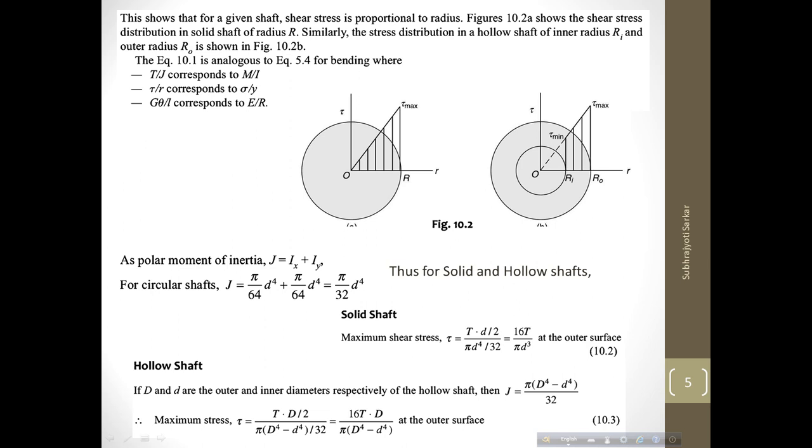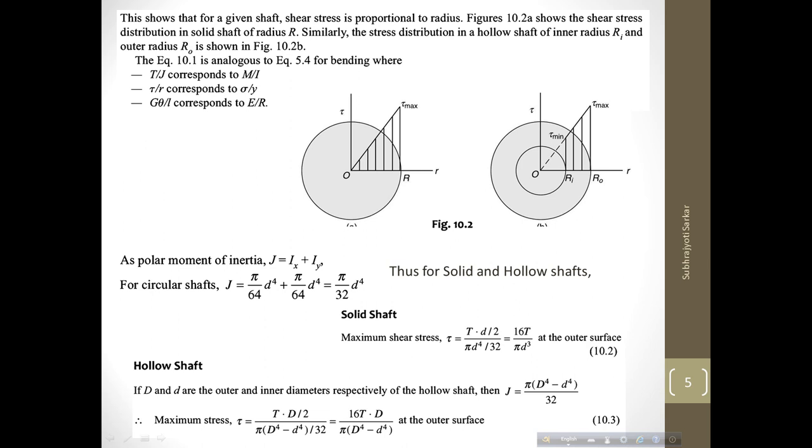Now, what is polar moment of inertia? I have already said it is Ix plus Iy. Therefore, for a circular shaft, it is pi d to the power 4 by 64 plus pi d to the power 4 by 64 equals pi d to the power 4 by 32. Thereby, the maximum shear stress, what you can see, T by J equals tau by R. So tau is equal to T by J into R. So T by J, T by pi d to the power 4 by 32 into R, R means D by 2.